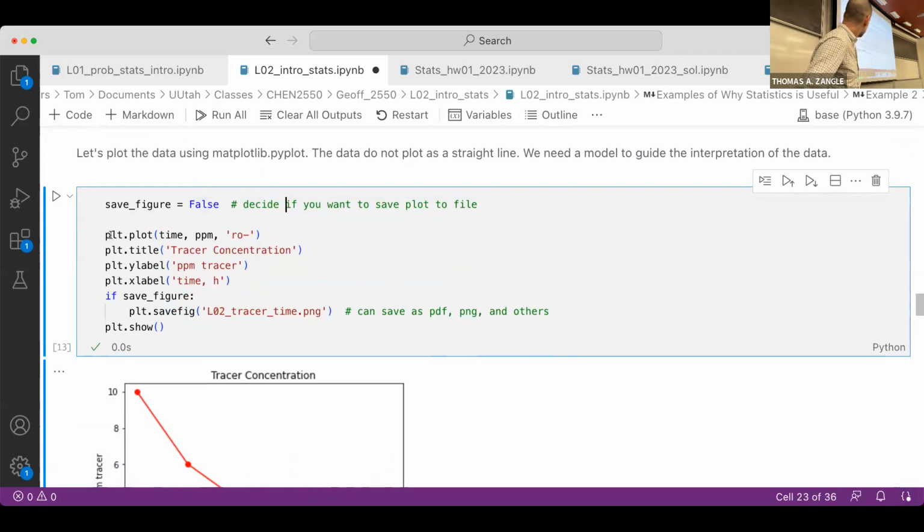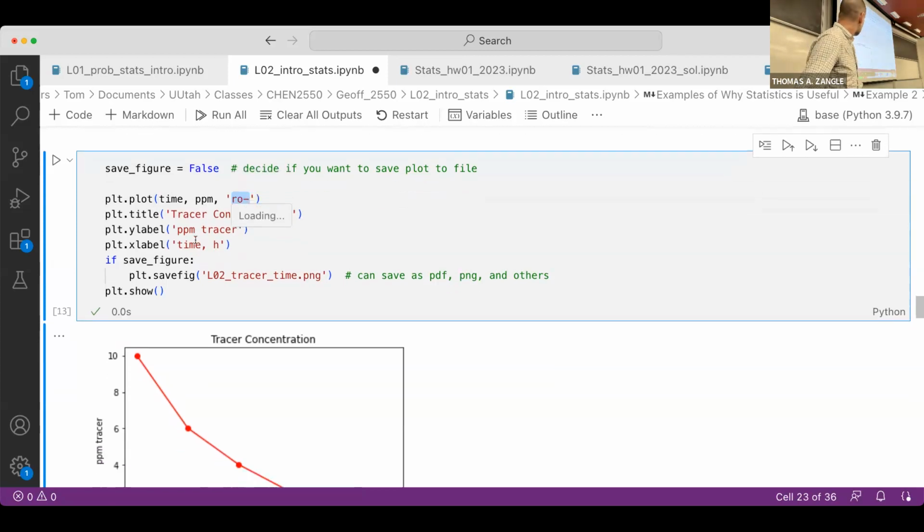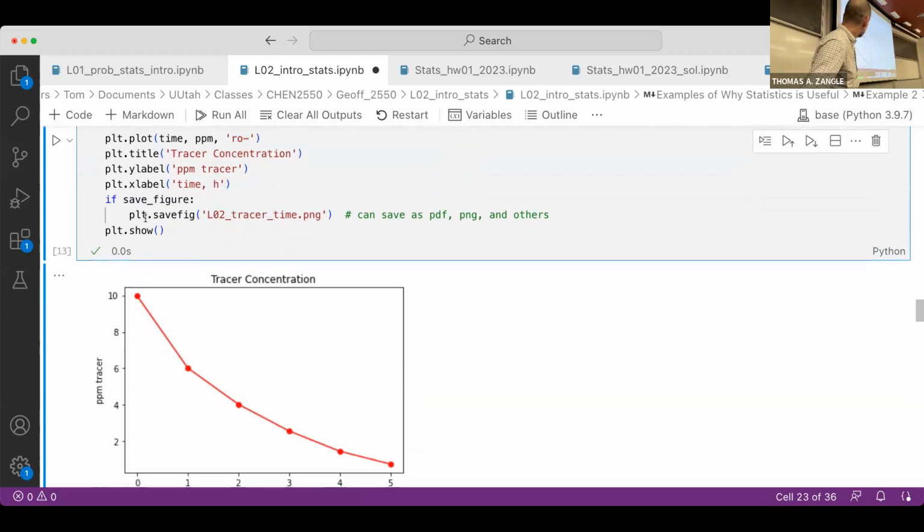Then we say we're going to define a new plot with time and ppm, so x and y. These options tell us that we want it to be red with dots at every individual point and lines between them. That's what that RO dash means. The title is tracer concentration, so we're going to put a title on the plot. Here's our Y label and our X label. We have units of ppm on both, which is nice. And then we have this if statement that's telling us that if that save figure flag were set to true, then we would actually save a JPEG of that final figure. And then finally, we have an expression to show the plot.